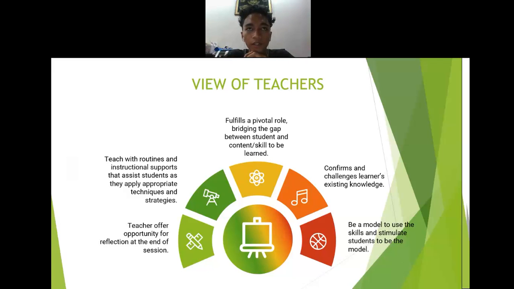For example, if a teacher wants to solve a HOTS problem, HOTS is higher order thinking skills problem, sorry, the teacher must put themselves in the situation. And if the teacher can do it, the teacher can also stimulate the students to be the model, which means the students also can solve the higher order thinking skill questions.